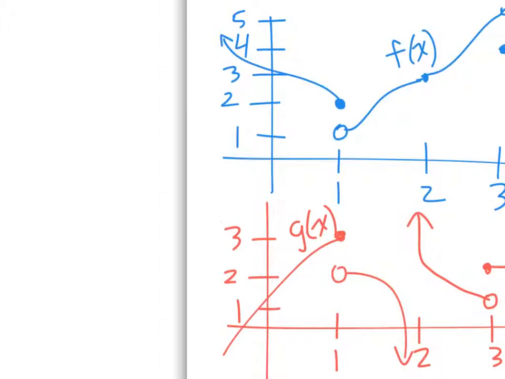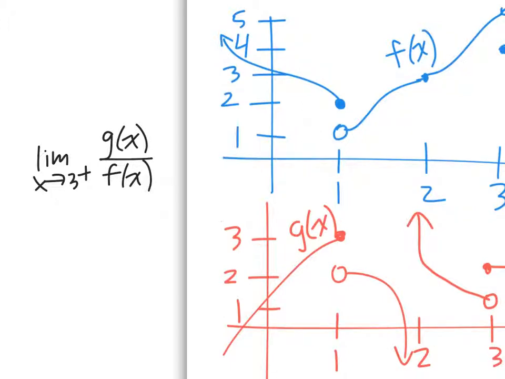Okay, let's do another one. Limit as x goes to, what should we do? 3 from the right of g of x over f of x.